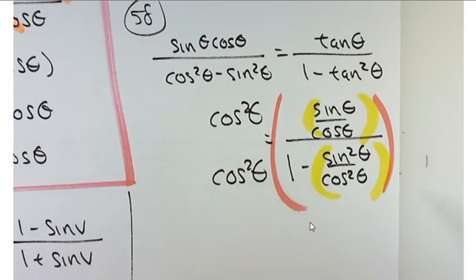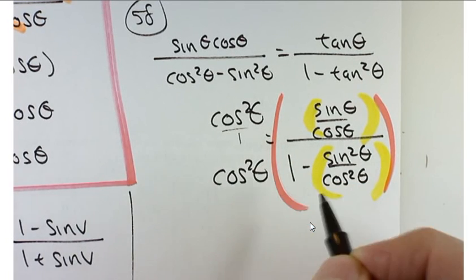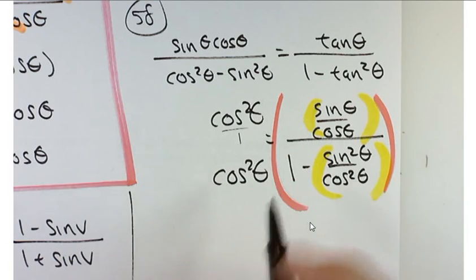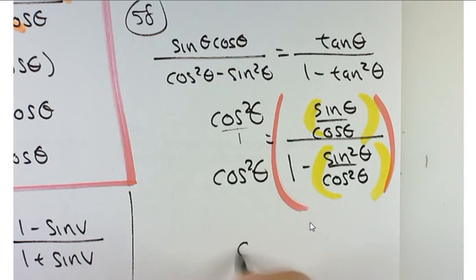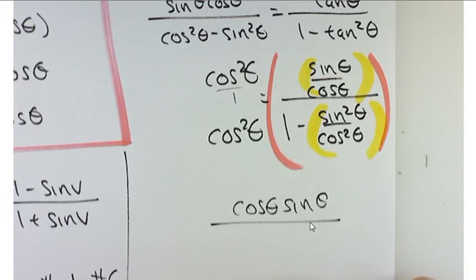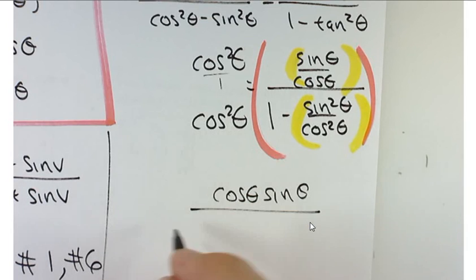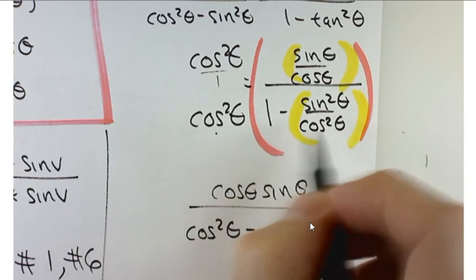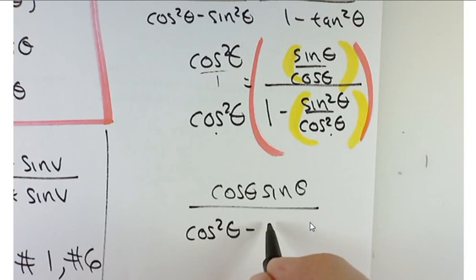Now when we do that in the numerator, you think of that as over 1 if you'd like. In the numerator, one of these will cancel with one of those. I'll be left with cosine of theta times sine of theta. In the denominator, if I distribute that, cosine squared of theta minus, when this multiplies this, what's going to happen? It cancels out. You're going to be left with minus sine squared of theta.